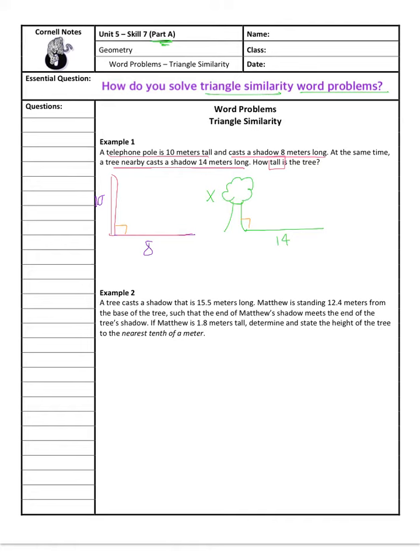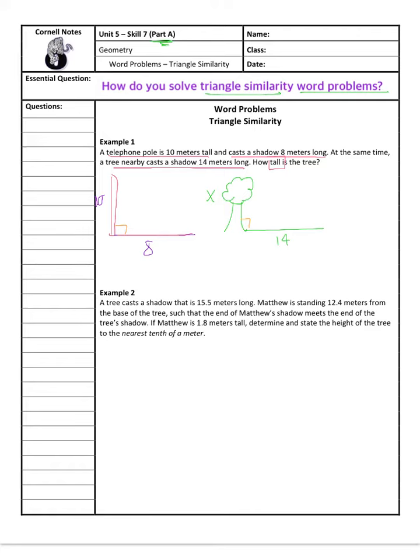And since we know that trees and telephone poles both hopefully make a 90-degree angle with the ground, we can set up our favorite thing in the entire unit here, proportions. So you can either do height over height equals shadow over shadow, or you can do height over shadow equals height over shadow. Again, it doesn't matter as long as you pick corresponding pieces when you set your proportion up. So what I'm going to do here is I'm going to do telephone pole over telephone pole, and then I'm going to do tree over tree.